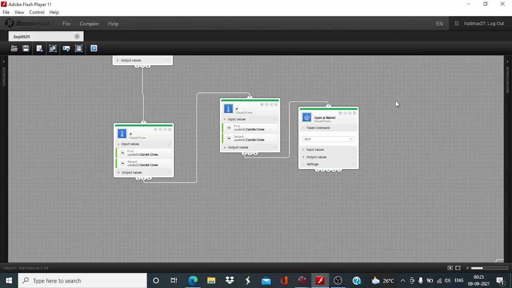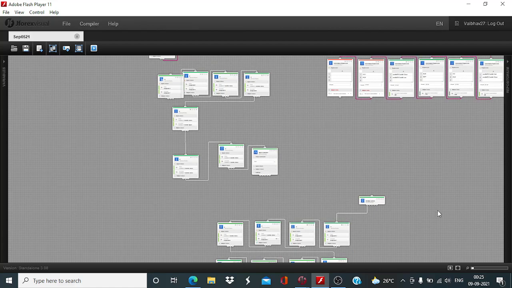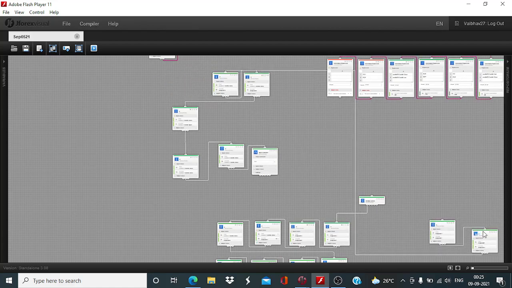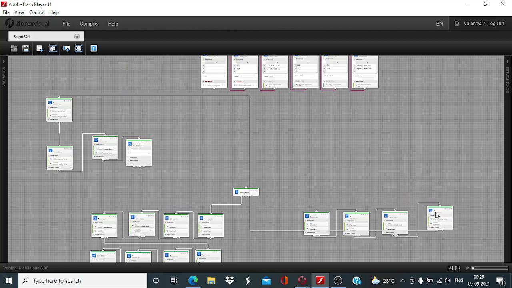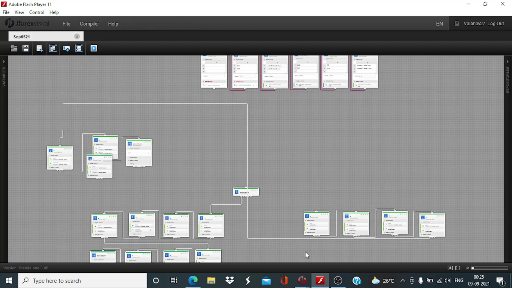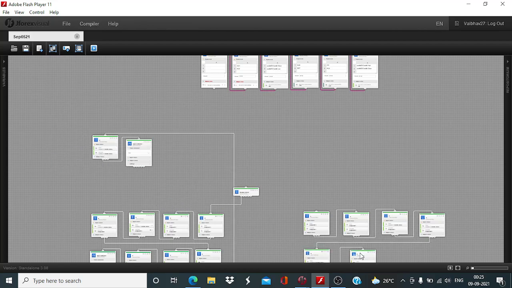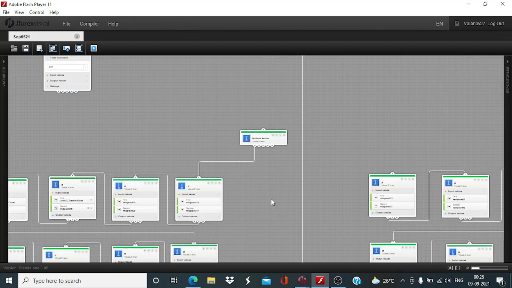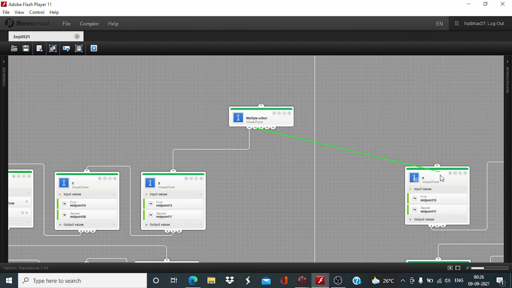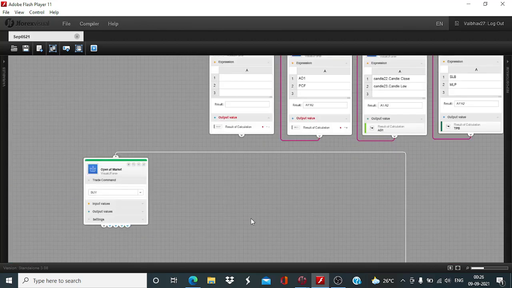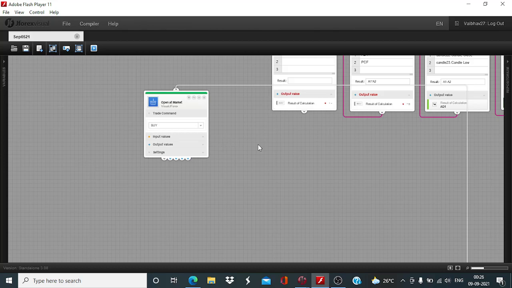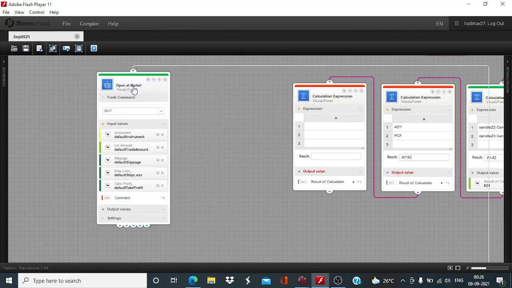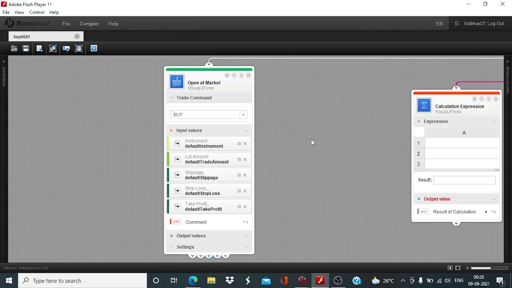First input less than second input. I will join it to multiple action. Now we turn to defining of the conditions, not conditions, the variables for this trade command block, the input parameters. This is going to be the buy trade command.